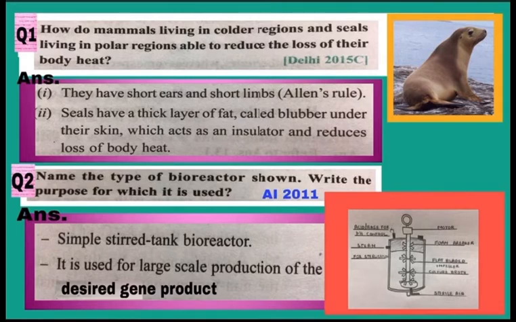Question number 2. Name the type of bioreactor shown. This is a simple stirred tank bioreactor. Write the purpose for which it is used. It is used to produce desired gene product on a large scale, and you must learn to draw the simple stirred tank. This can also come in your exam.